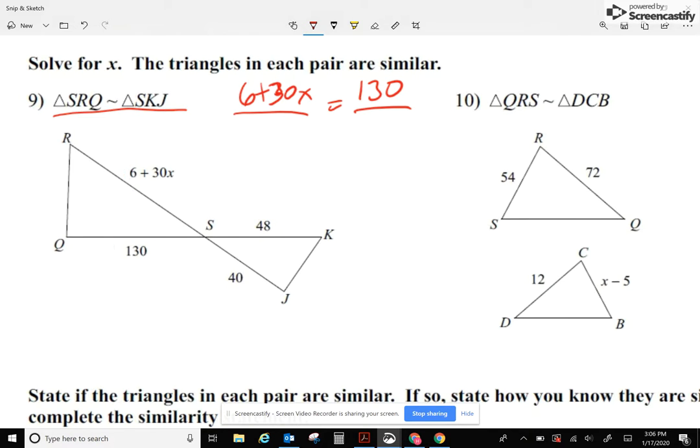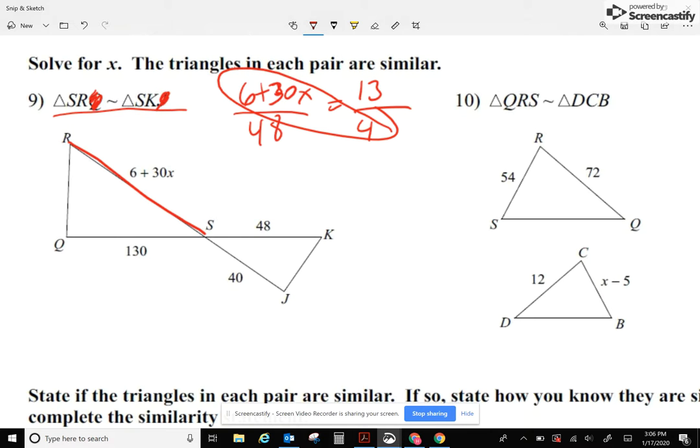6 plus 30x, it's made by the segment S and R. So it seems like I have to ignore the last letter. So let me ignore the last letter over here as well. 6 plus 30x goes with 48 with SK. Therefore, 130 goes with 40. I'm going to simplify a little here. 130 over 40, I'm going to call that 13 over 4.